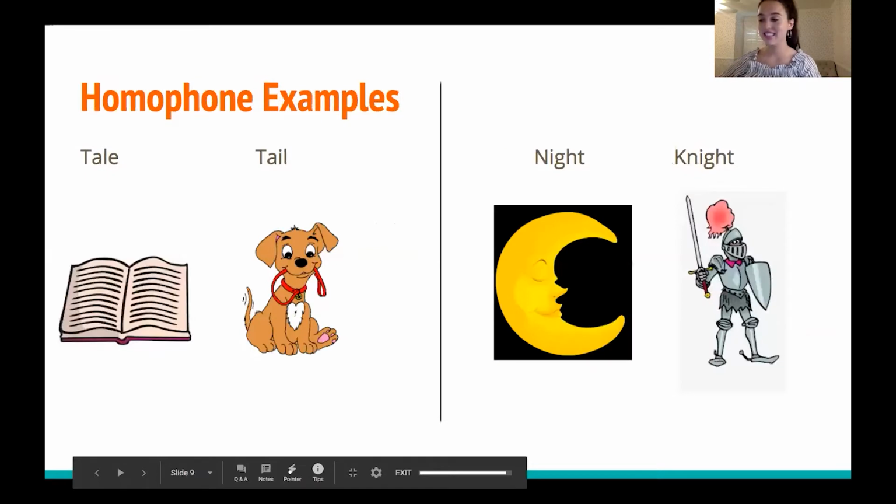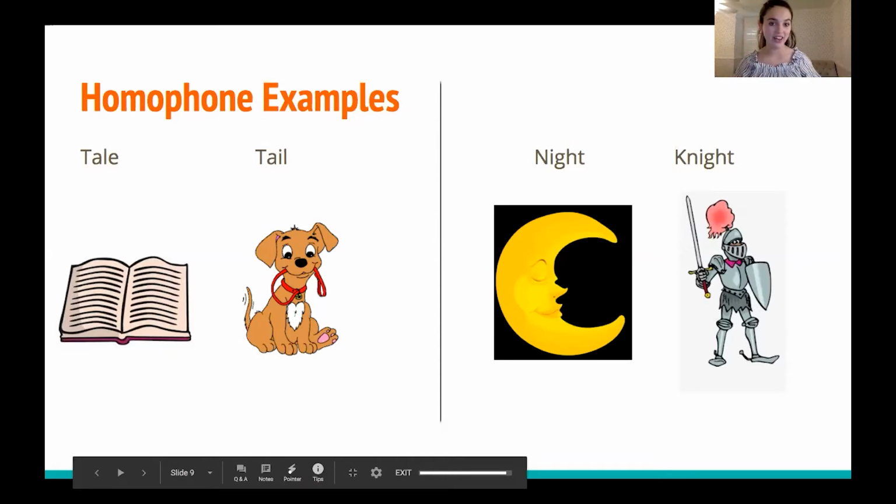All right. We have more examples. So on the left-hand side here, you will see tale and tail. And if you know what T-A-L-E tale means, tale is like a fairy tale. It is a story. It is something written that maybe is like a fairy tale, a story that was written and maybe it's magical, maybe it's exciting, but most of the time it's not true.